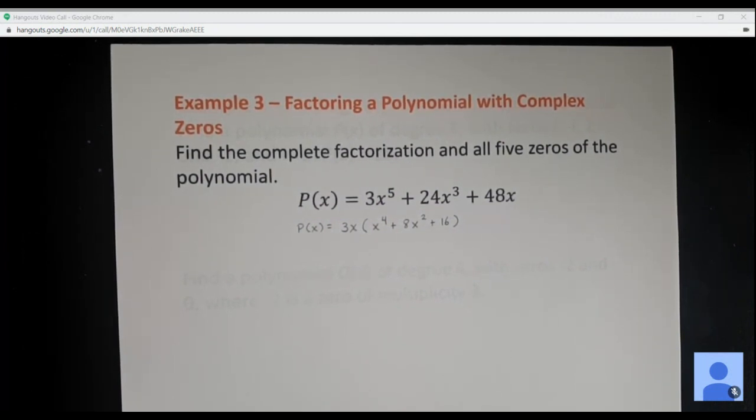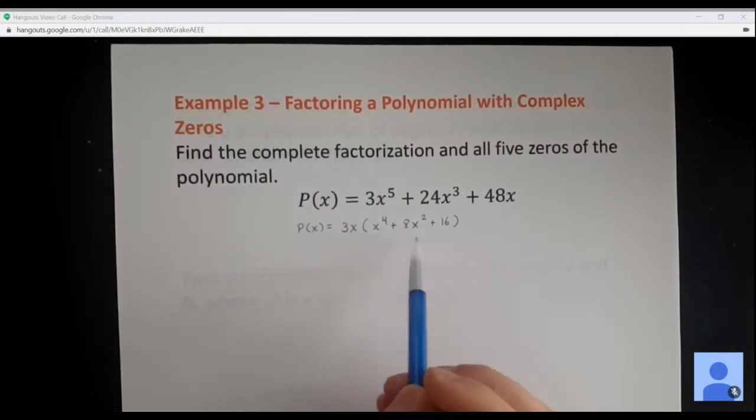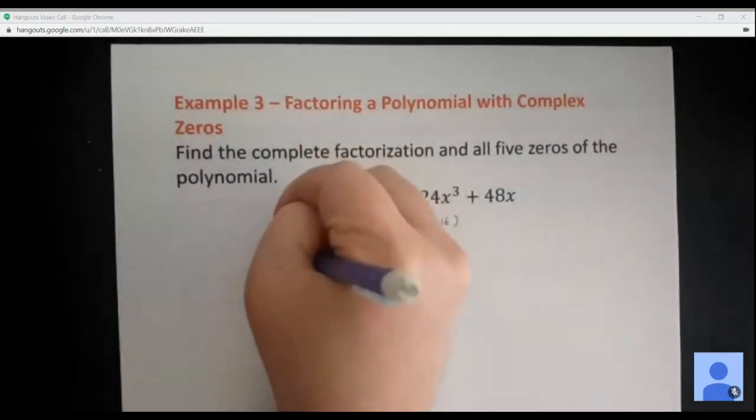Could do p's and q's, right? That's one option. Does anybody see anything else we could do with that one that might keep us from having to do all the p's and q's and the synthetic division? Could try factoring it, right? So since we have a trinomial here, this thing might actually factor. So let's see if it'll work.